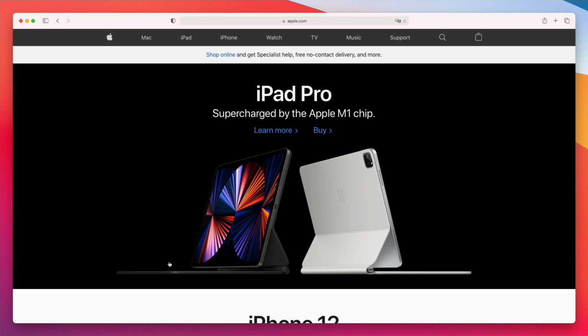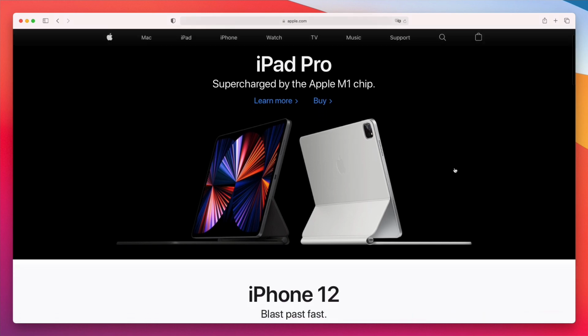And of course, we have this beautiful 3D illustrated image of the iPad Pro, and generally speaking, it's very minimal and very straightforward and straight to the point. So simplicity at its best, as Apple knows.